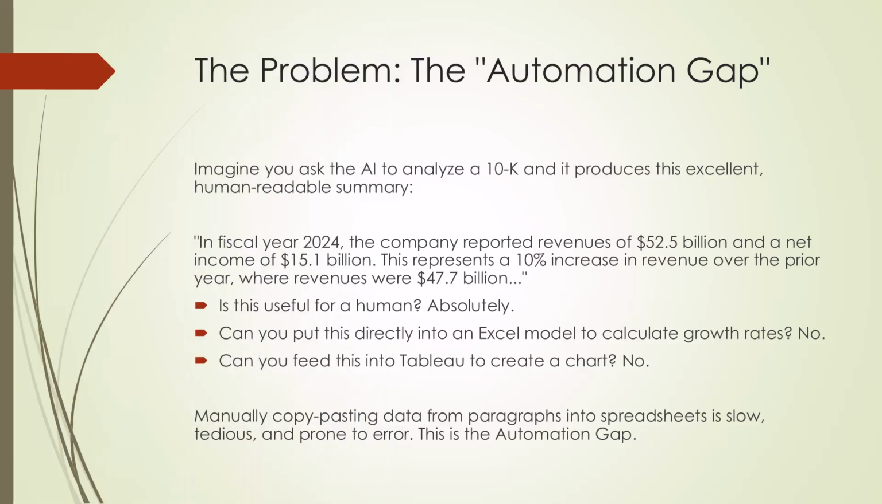Imagine you ask the AI to analyze a 10K report, and it produces an excellent, human-readable summary like the one on this slide. It says, in fiscal year 2024, the company reported revenues of $52.5 billion. Is this useful for a human to read?